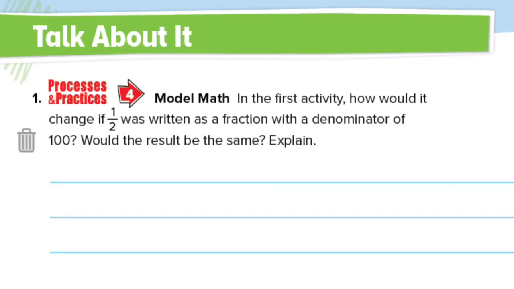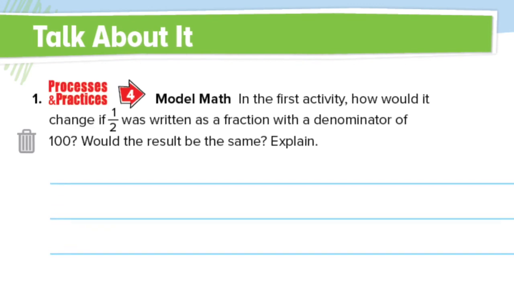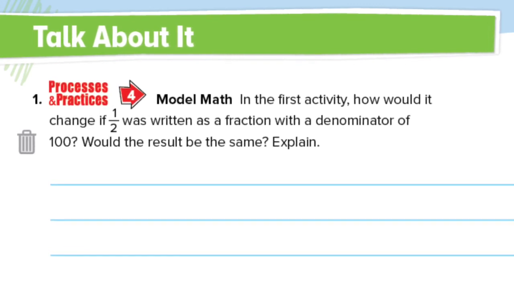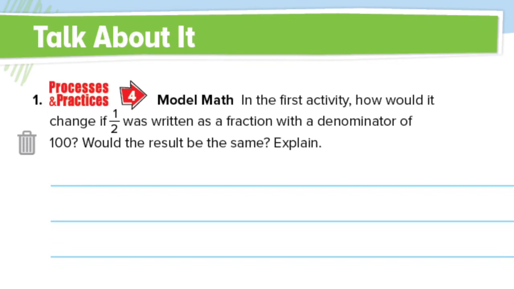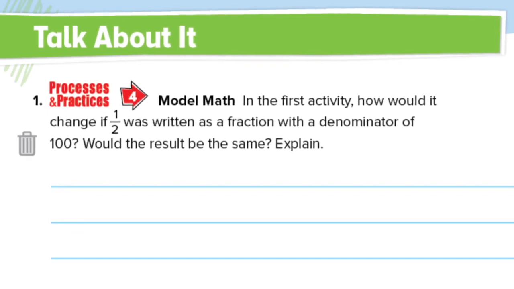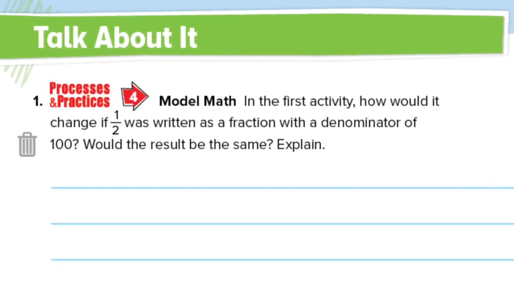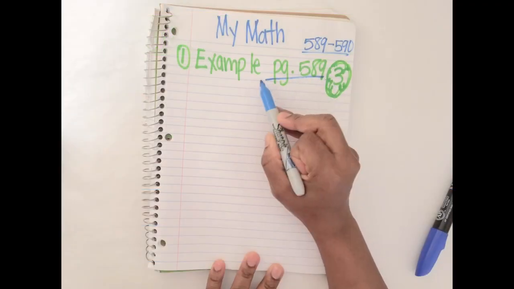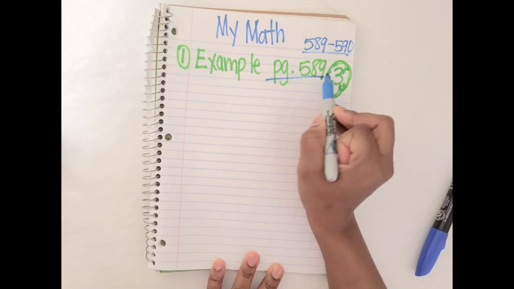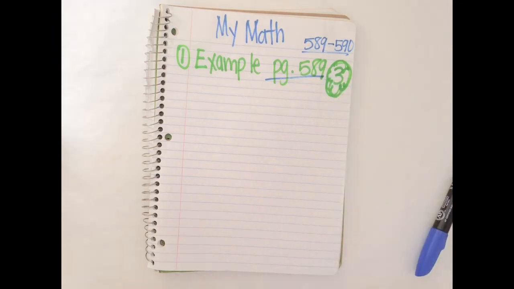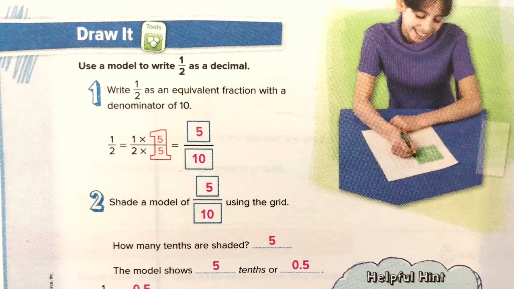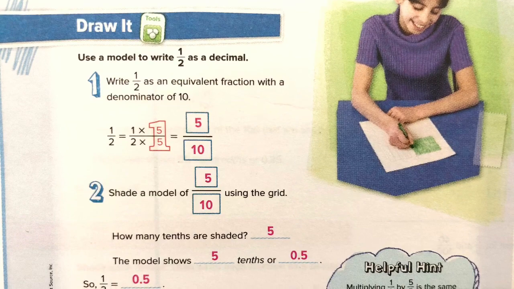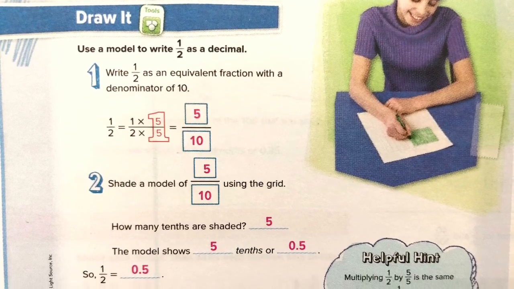It says, model math. In the first activity, how would it change if 1/2 was written as a fraction with a denominator of 100? Would the result be the same? Explain. That refers to the example on page 589. Let's look at the example on page 589 and read the problem again. This time, highlight or underline the most important information that we need to solve.